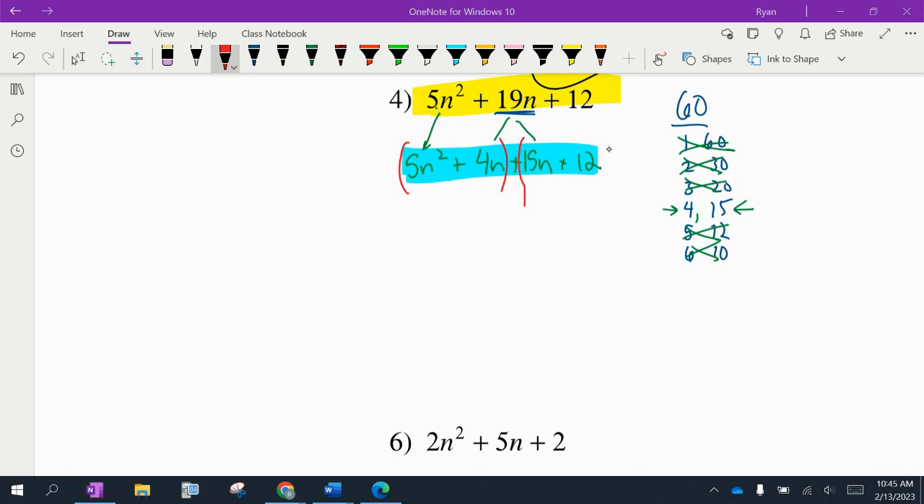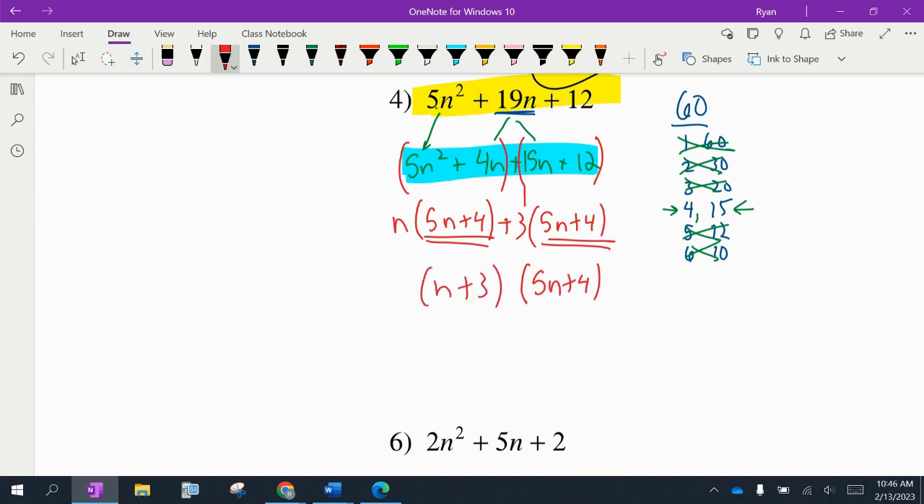4 terms means we're going to try grouping. The first GCF, greatest common factor, is n, 5n plus 4. And then the second GCF, what do these terms have in common, is 3, 5n plus 4. Insides are the same, so we have 5n plus 4, and then the GCFs of n plus 3. I believe this is correct.